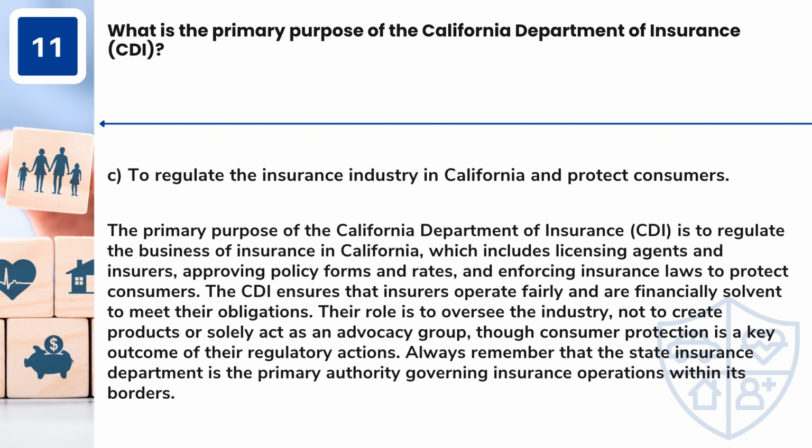The primary purpose of the California Department of Insurance, CDI, is to regulate the business of insurance in California, which includes licensing agents and insurers, approving policy forms and rates, and enforcing insurance laws to protect consumers. The CDI ensures that insurers operate fairly and are financially solvent to meet their obligations. Their role is to oversee the industry, not to create products or solely act as an advocacy group, though consumer protection is a key outcome of their regulatory actions. Always remember that the state insurance department is the primary authority governing insurance operations within its borders.